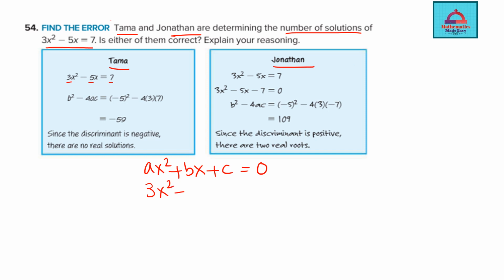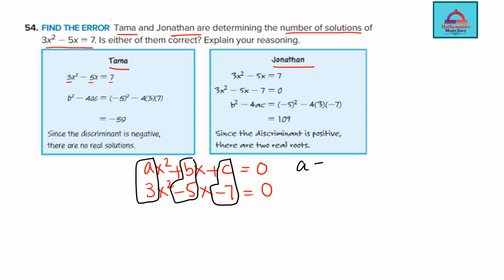So 3x squared minus 5x is already there, but this 7 is on the right side, which is your value of C. So we are going to move it to the left side. So it becomes this one. Now we are able to identify A, B, and C carefully. So how much is your A? 3, B is minus 5, and C is minus 7. This is the first correct step for the question. Now you need to check who is correct, Tama or Jonathan, and also explain your reason.